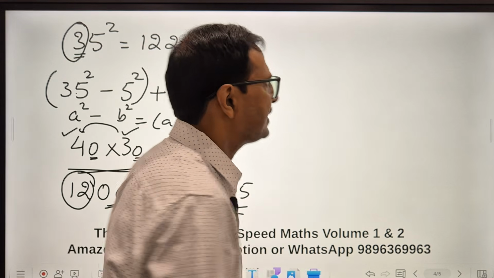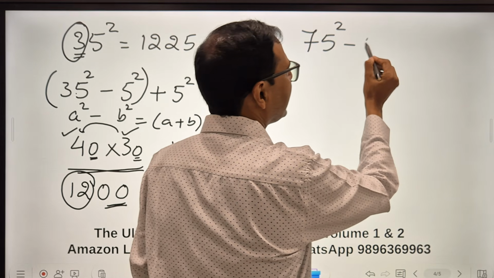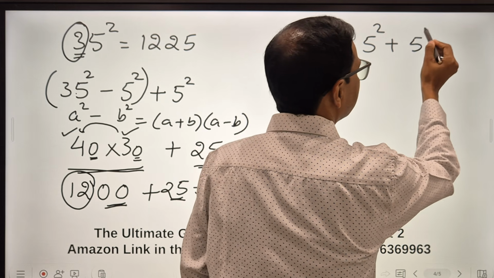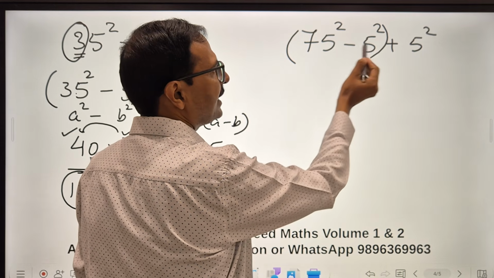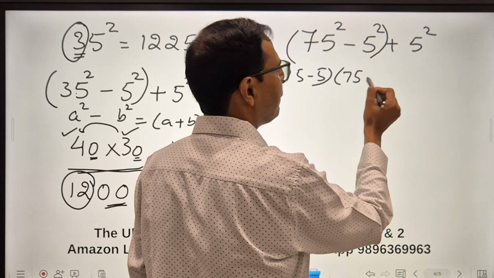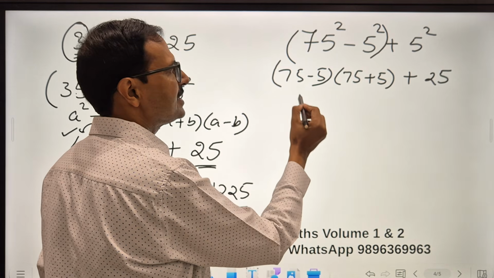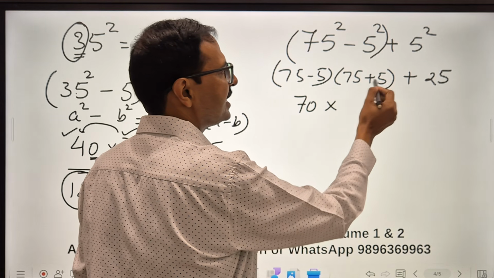Should I do one more? Let's try. 75 square. So what should I do? Minus 5 square plus 5 square. So this gives me a minus b, 75 minus 5, and a plus b, 75 plus 5, and then plus 25. So this is 70 and this is 80.